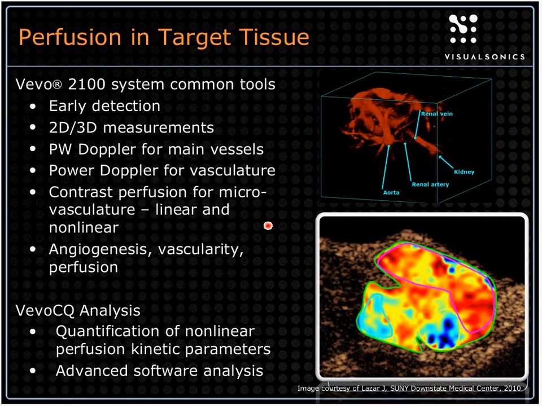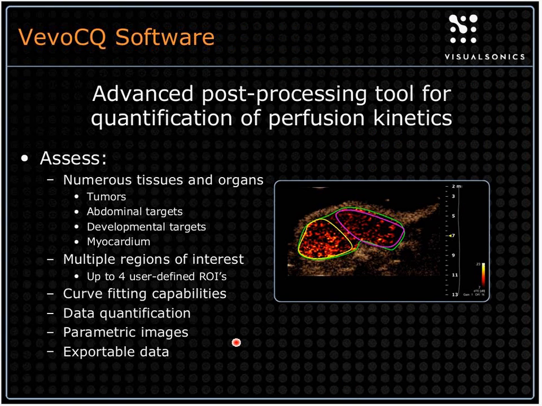and is much more sensitive. And VevoCQ works strictly with data from a nonlinear contrast mode. And this allows you to do all sorts of interesting investigations into angiogenesis, vascularity, perfusion kinetics, and things like that. So once you take your nonlinear data into VevoCQ, you've got a lot of tools available for really in-depth analysis of things like perfusion kinetics and various other types of metrics to really investigate what's going on in perfusion in the area that you are interested in looking in.